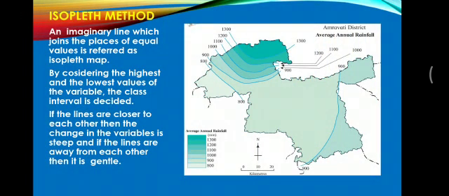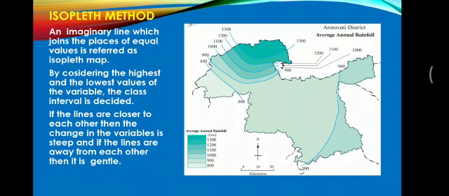Next, isopleth method. An imaginary line which joins the places of equal values is referred to as an isopleth. For example, altitude, temperature, rainfall, etc. Values of the variables are written on the map at their respective locations. By considering the highest and the lowest values of the variable, the class interval is decided to draw the isopleth maps, which in turn decides the difference between the lines.